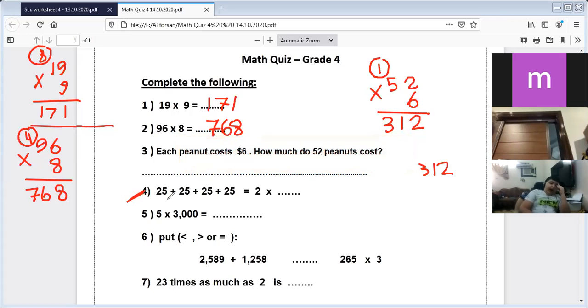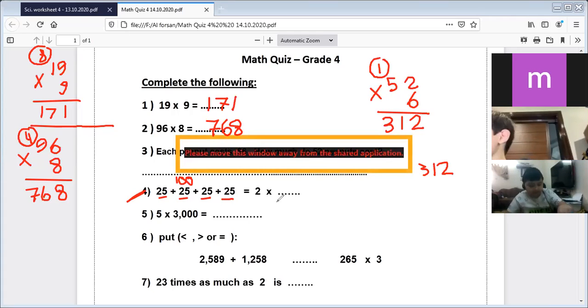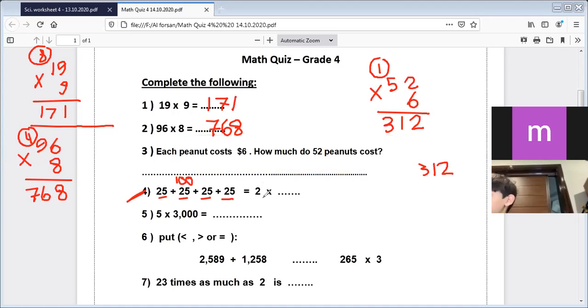Number 4. Take care. 25 plus 25 plus 25 plus 25. They are 4 times. It's like 25 times 4. The answer of this is 100. Here, what is 2 times what number to be 100? You have to figure out that. You know, it's 50. So the answer here is 50. 2 times 50 is 100.